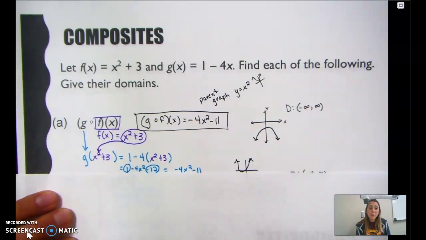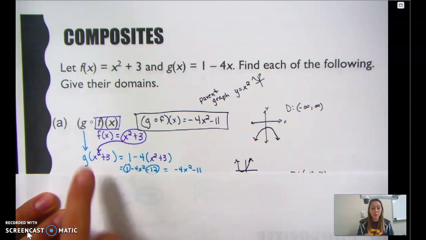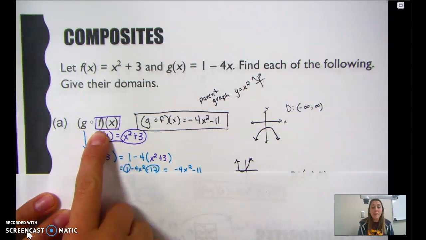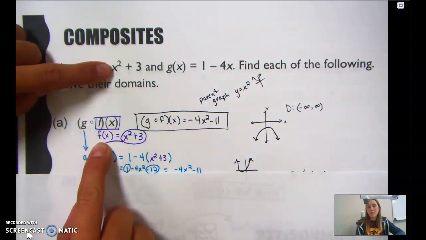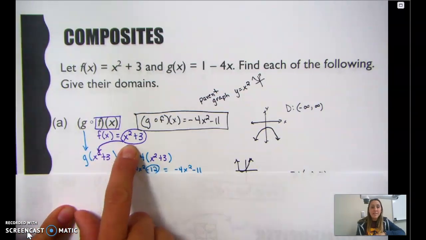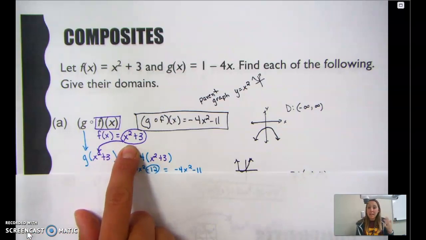Okay, so now we're going to do composites with equations. Again, the first thing I always do is evaluate the function closest to the input, and that is my f function. So I find f of x. Well, this is easy. f of x equals x squared plus 3. So then that's what I put. I'm done. I've evaluated it. I've found it.